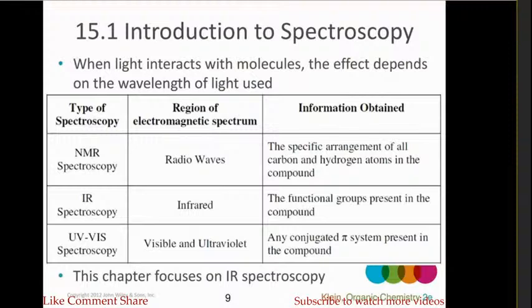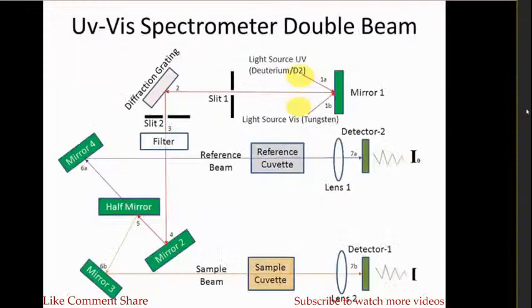This is a very important topic that they frequently ask questions on in the CSIR exams. Only this I mentioned. NMR spectroscopy: the principle is based on radio waves, and it helps to understand the arrangement of all carbon and hydrogen atoms. IR spectroscopy, that is FTIR spectroscopy, helps to find out the functional groups in the compound. Normal basic compound interactions can be identified by UV-visible spectroscopy. Okay, it's the principle of UV spectroscopy.